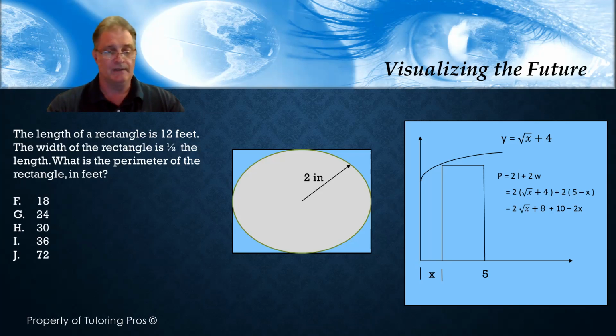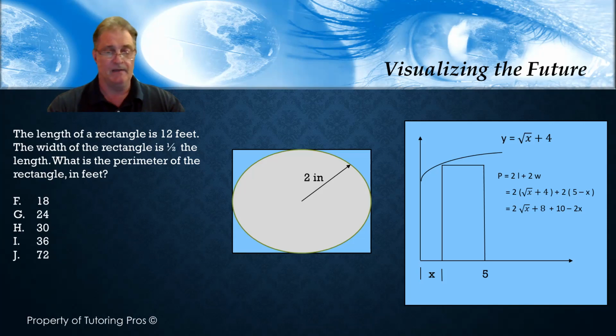The question on the left says, what is the perimeter of the rectangle in feet when you know the length of the rectangle is 12 and the width is half of that? Well, half of 12 is 6, right? So 12, 12, 6, and 6, that's 36, that would be I. The perimeter would be 36.